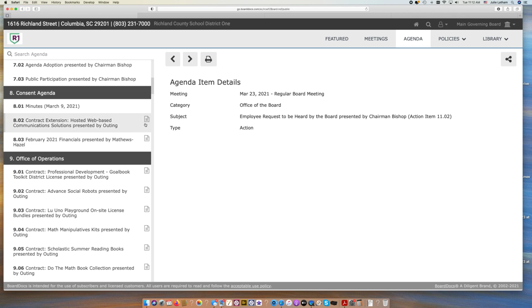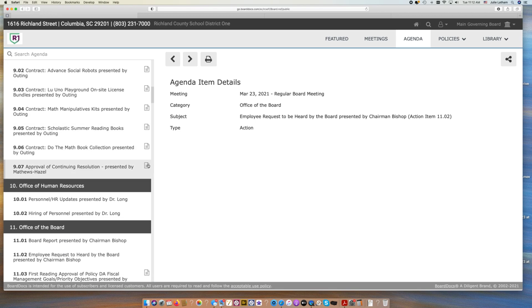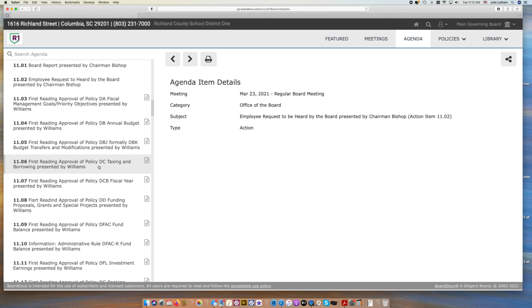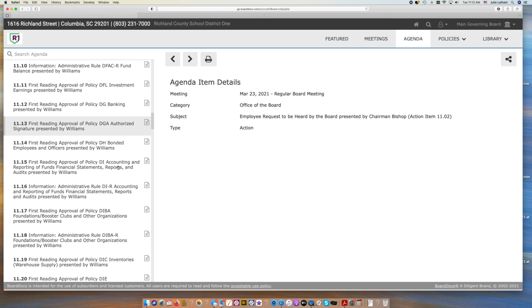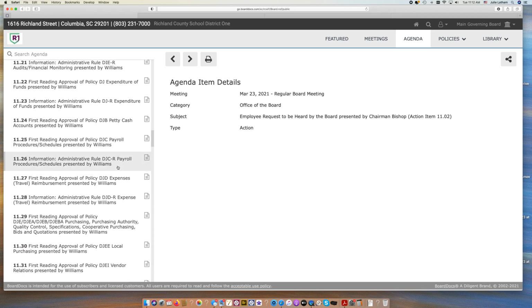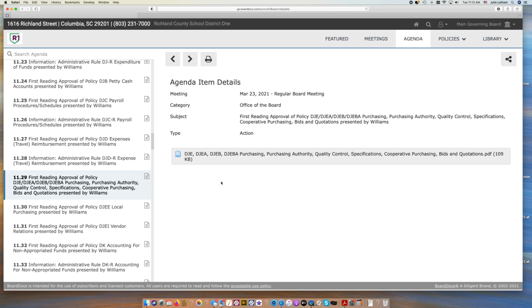And anytime you see this icon, it means that there is a PDF involved, and it looks like they are doing first and second readings of some policies. I think last time they had like 80-plus policies. I might be wrong on that, but it was a lot. And it looks like they are voting on some more policies.